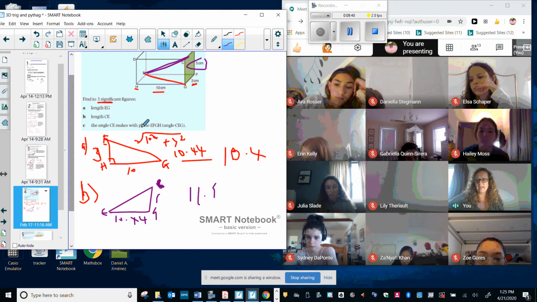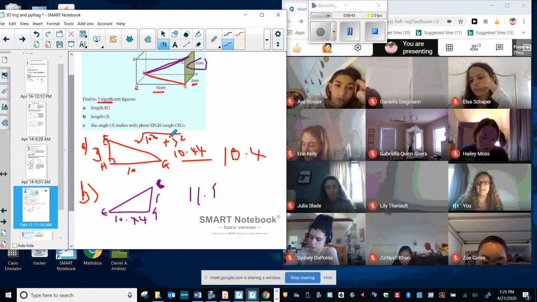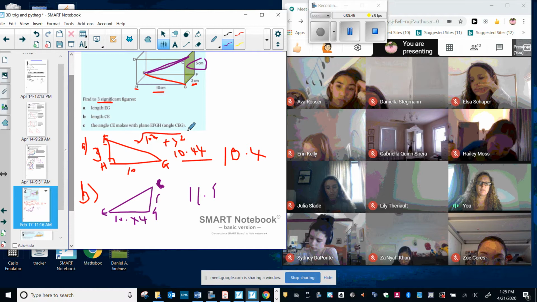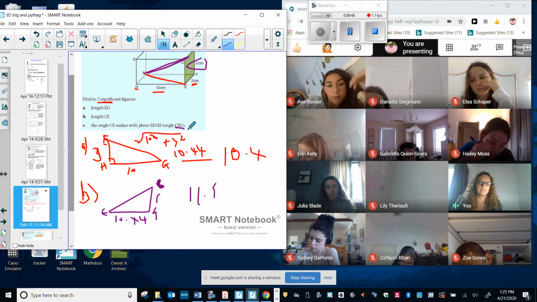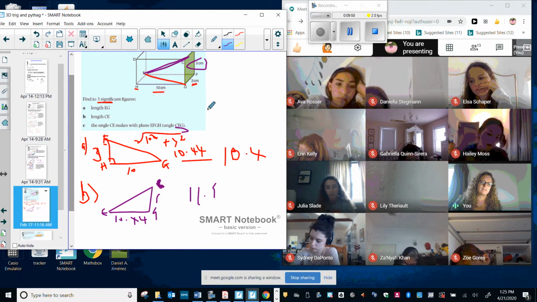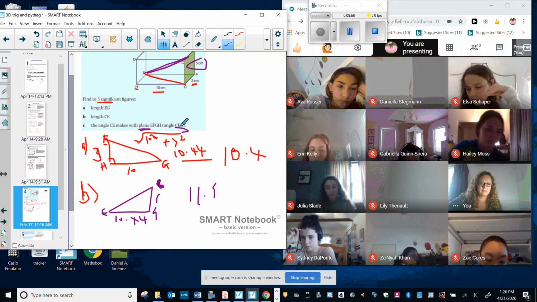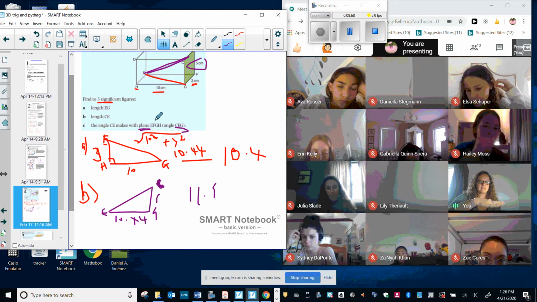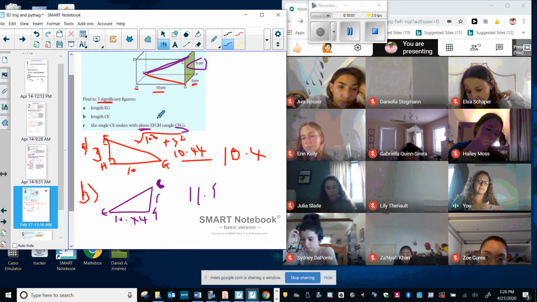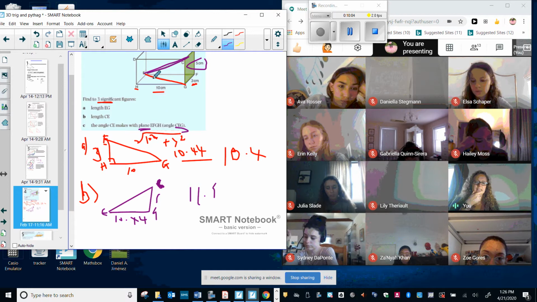Okay, the angle CE makes with the plane, excuse me, EFGH. Now they've helped you out by telling you it's angle CEG. You just need to be able to do this on your own sometimes. So when they talk about a plane, they don't mean something up in the air. They're talking about a flat surface, or a face of the solid. So the plane is this thing on the bottom.